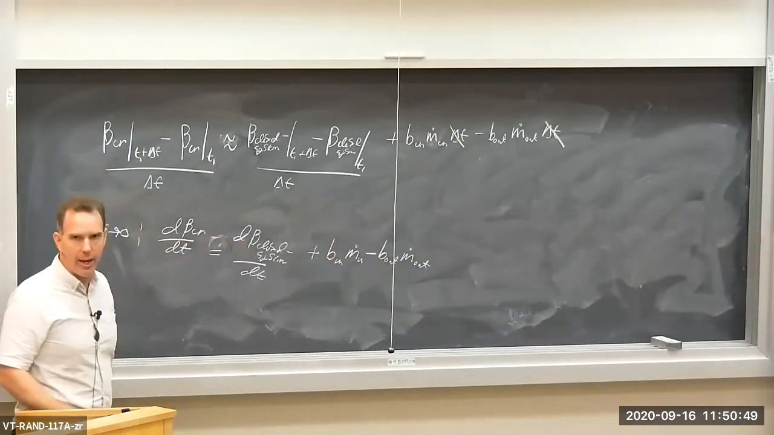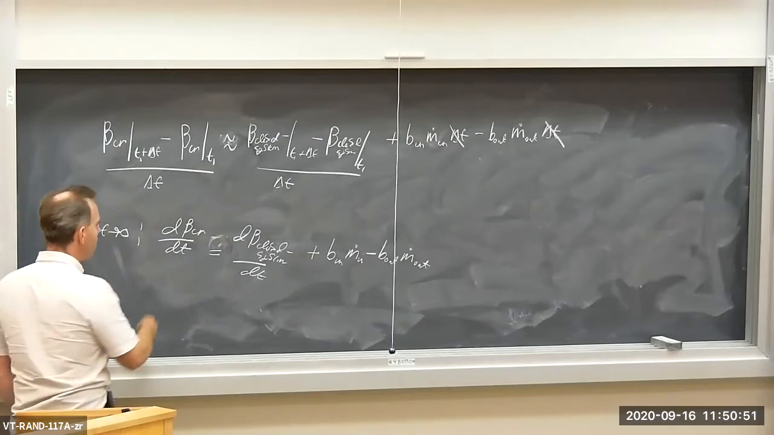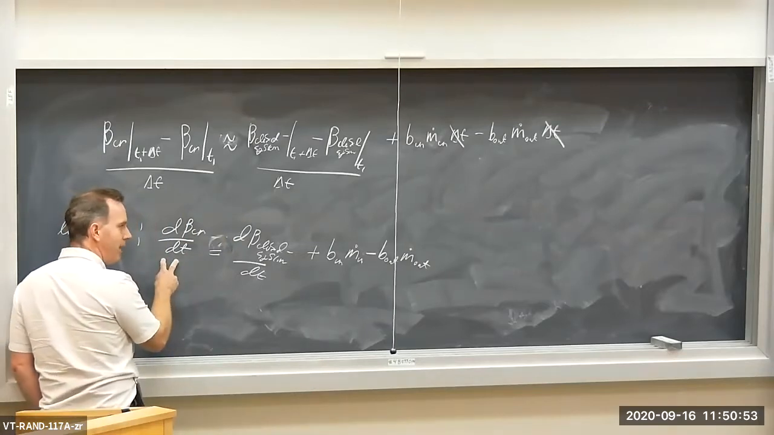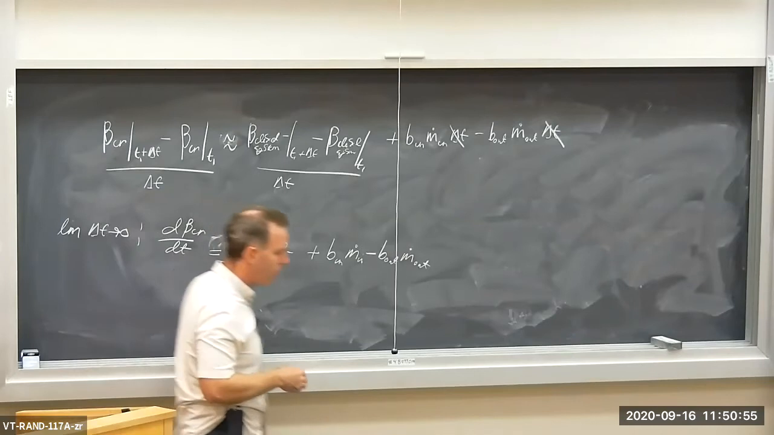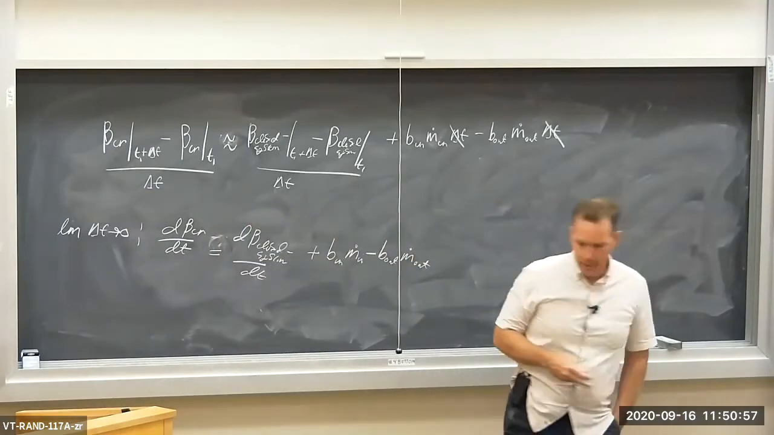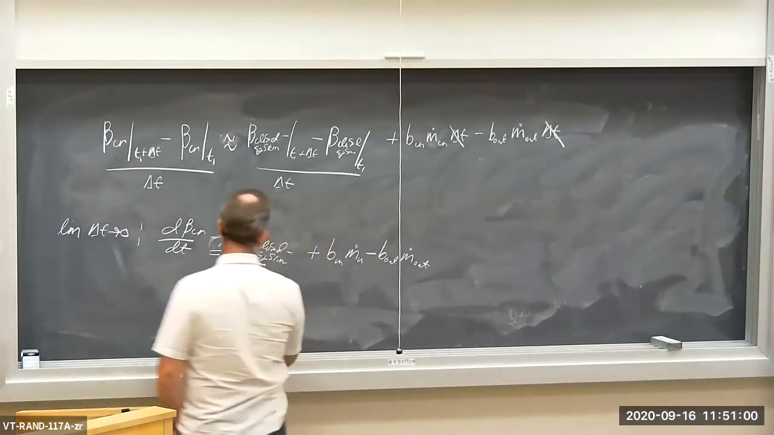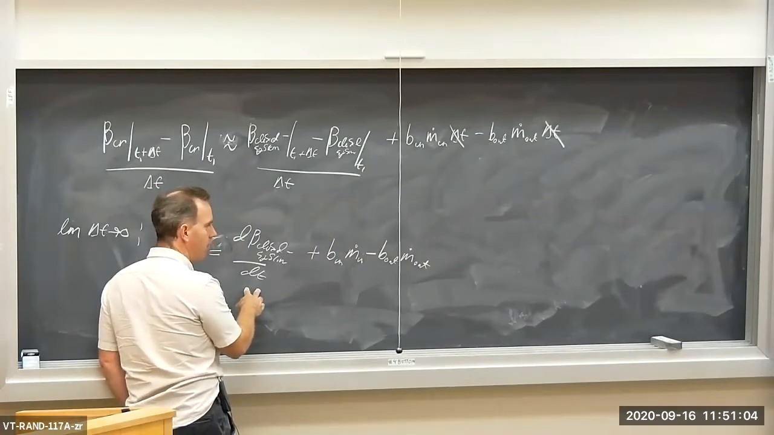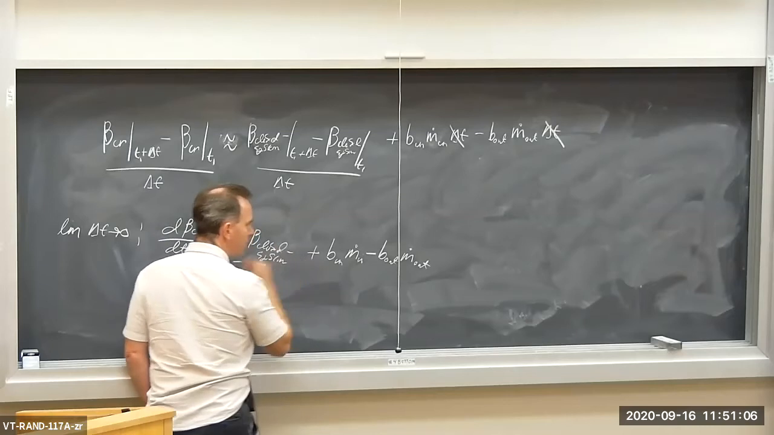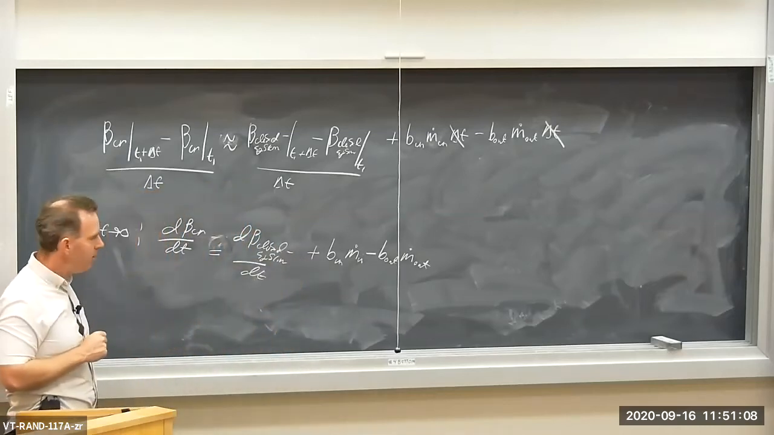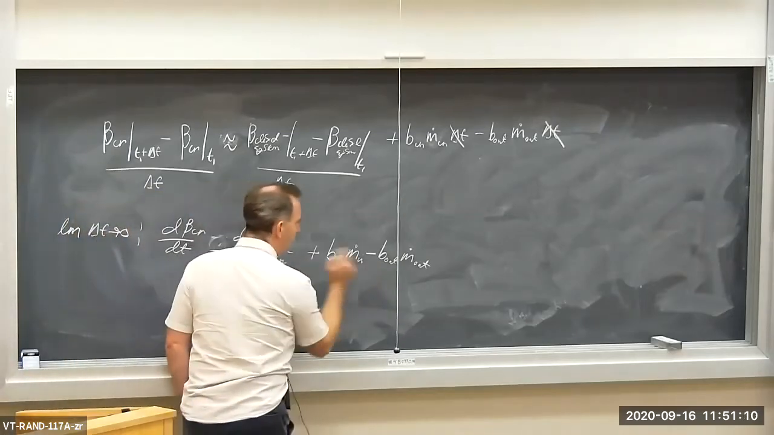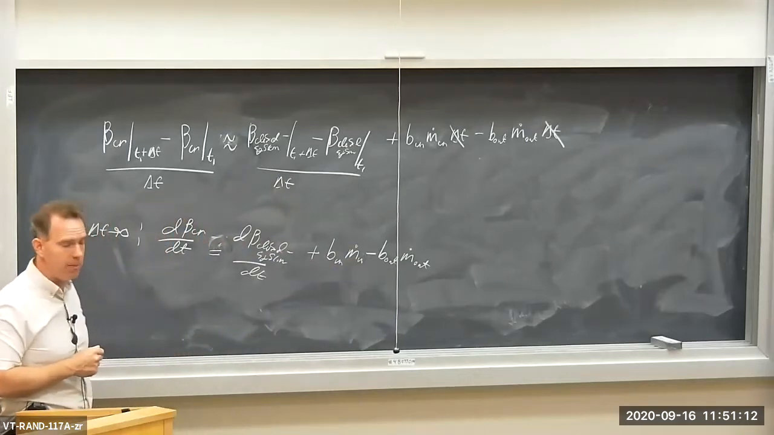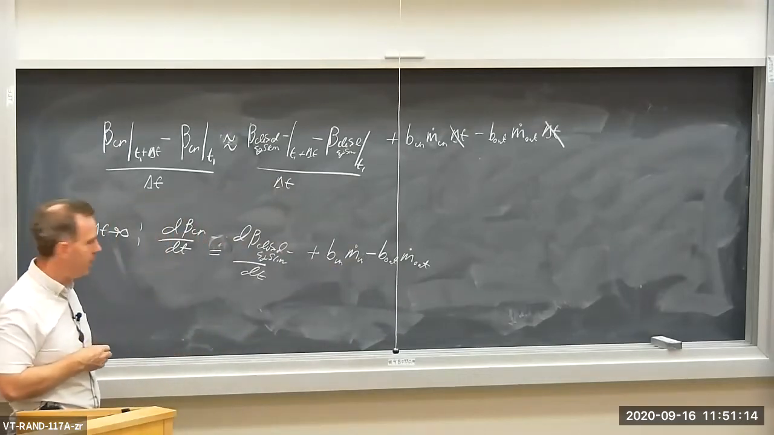So what does this say? This says that the rate of change of beta within my open system control volume is equal to the rate of change of beta within my closed system that's flowing through the control volume, plus the inflow of beta minus the outflow of beta per unit time. That's what that equation means.